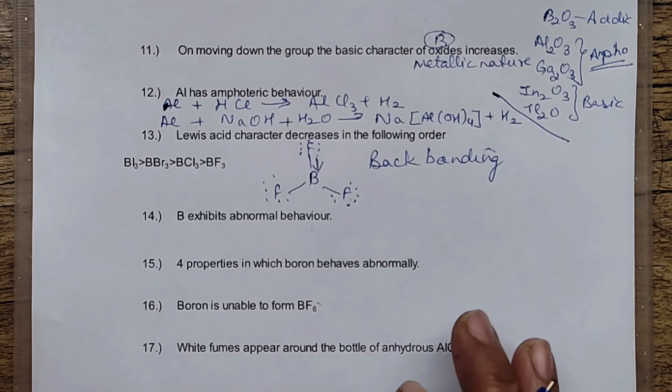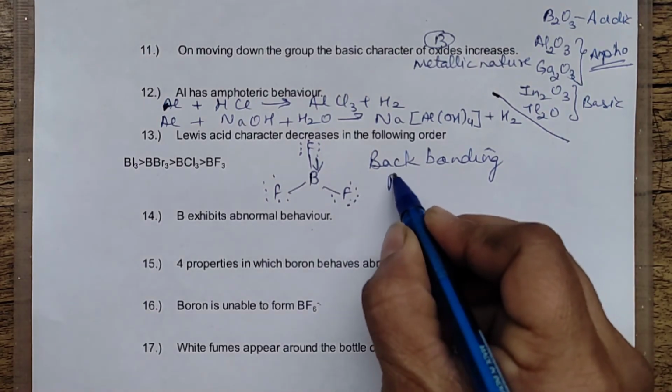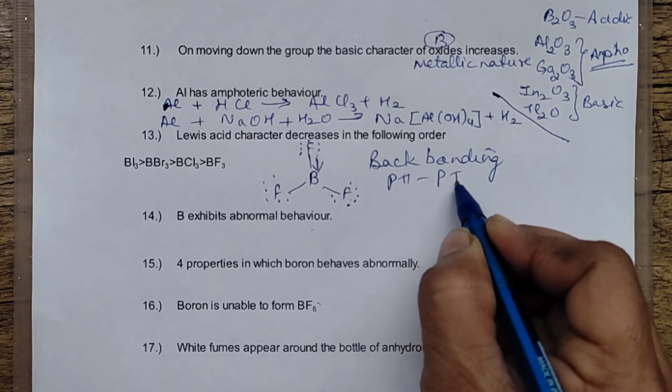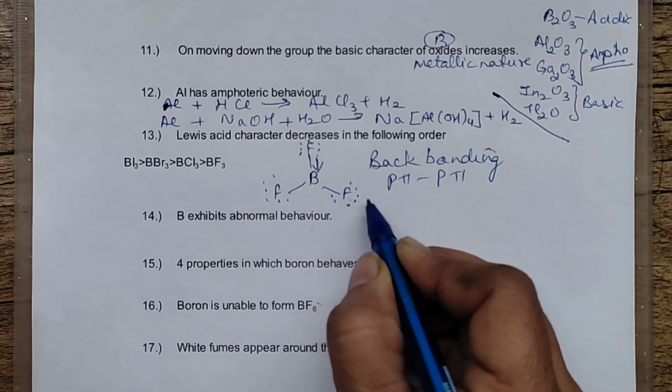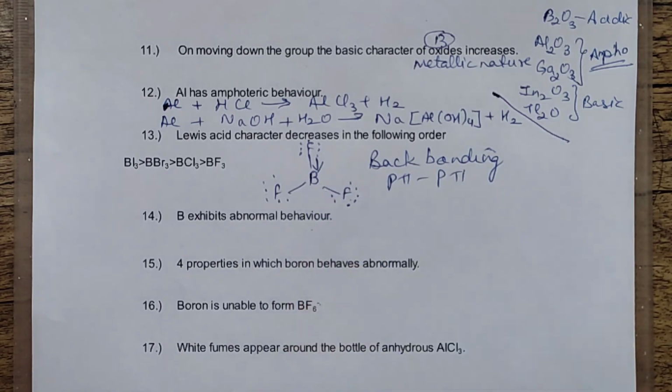This type of bonding we can say is p-pi back bonding, because the p electrons from here are given to the p of that. So p-pi back bonding is possible in BF3 but not in the other halides, right?